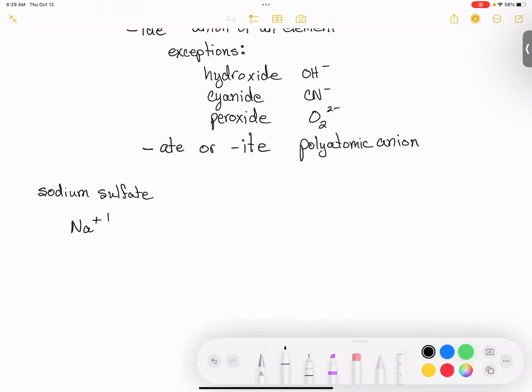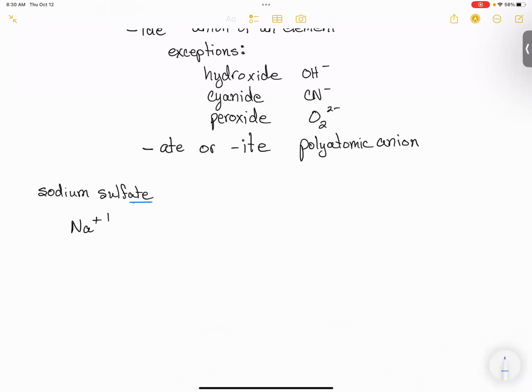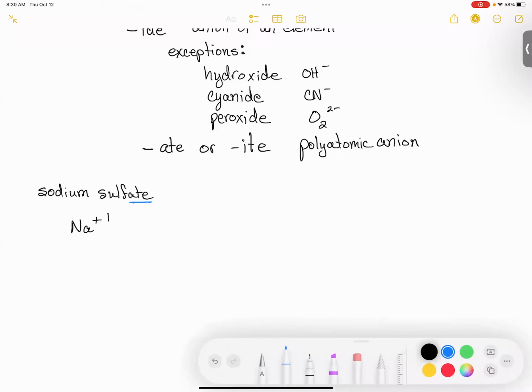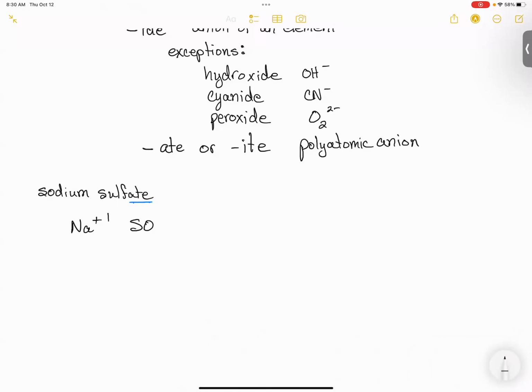Sulfate. The ending ATE is telling me something. What is it telling me? That it's a polyatomic ion. It's the polyatomic ion SO4 2 minus.